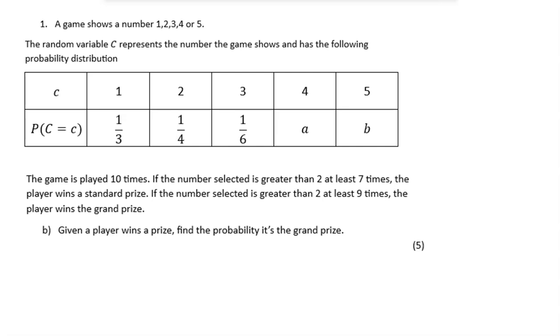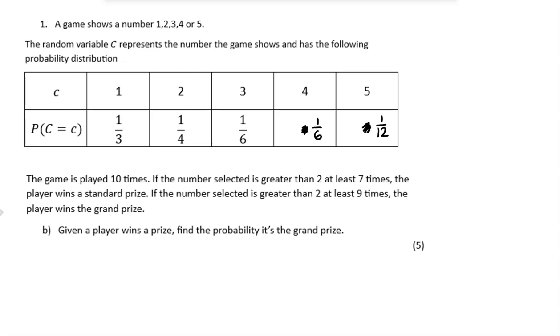Okay, so part B, I've just included the table again, and what I'll do is I'll just cross out now that that's A. We know that A is a sixth. We know that B is 1 over 12. So we're told that the game is played 10 times. If a number selected is greater than 2 at least 7 times, the player wins a standard prize. If the number selected is greater than 2 at least 9 times, the player wins a grand prize. Given that the player wins a prize, find the probability that it's the grand prize.